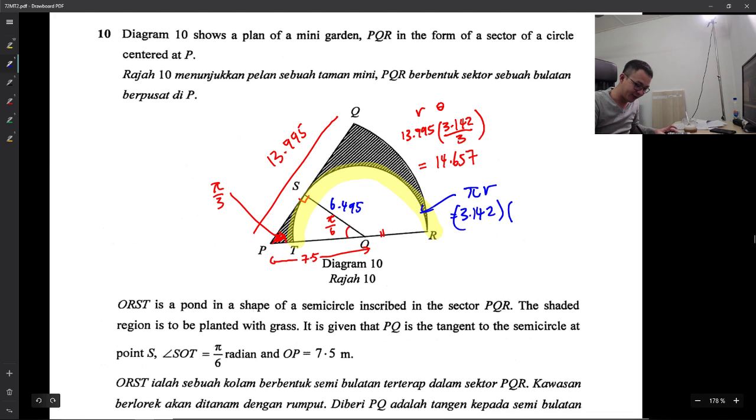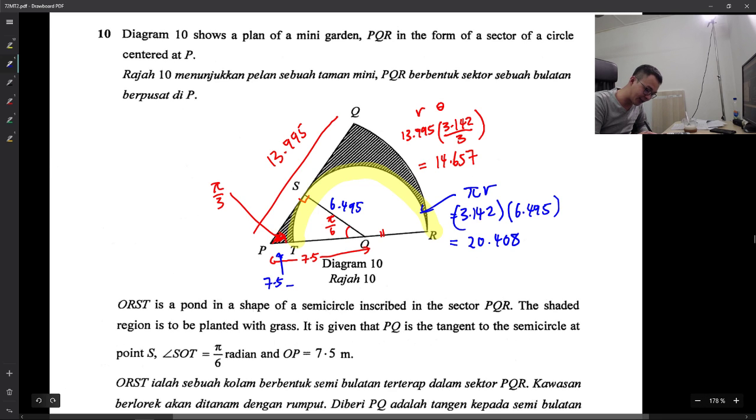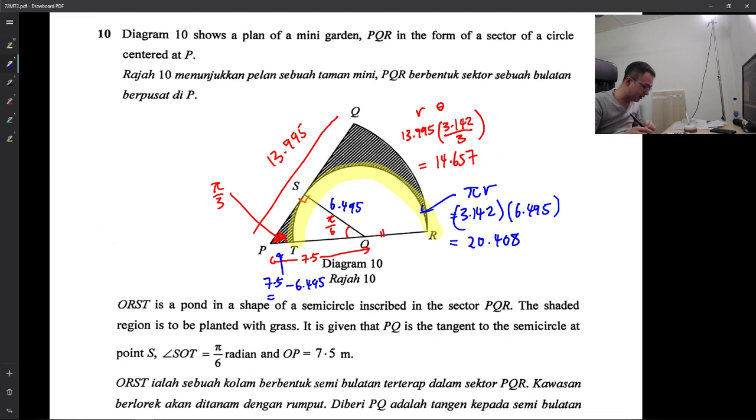So times 6.495 times 3.142. Yeah, this should be 20.408. Alright, now I got the arc length of the semicircle already. I need the last, which is the length of PT. Okay, PT is quite easy, right? PT is just 7.5 minus 6.495. Yeah, so 7.5 minus 6.495. So I get something like, okay, 1.005.